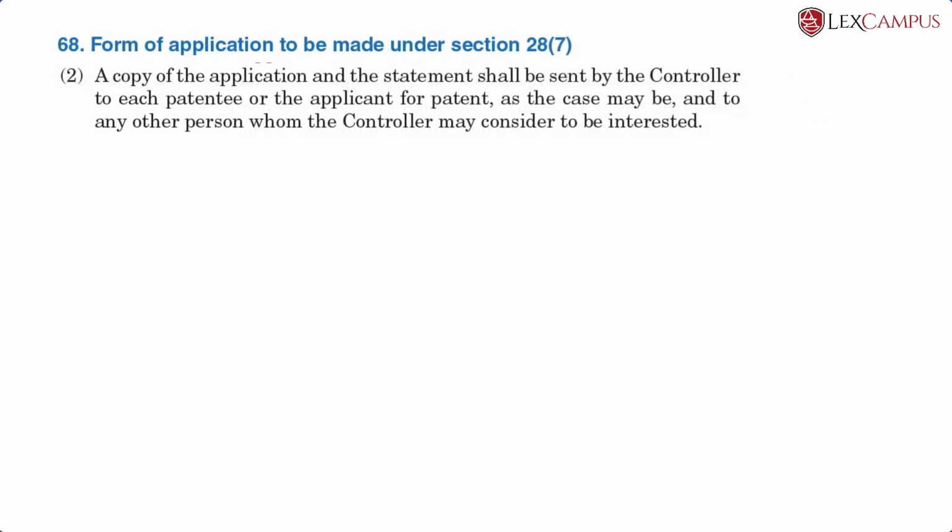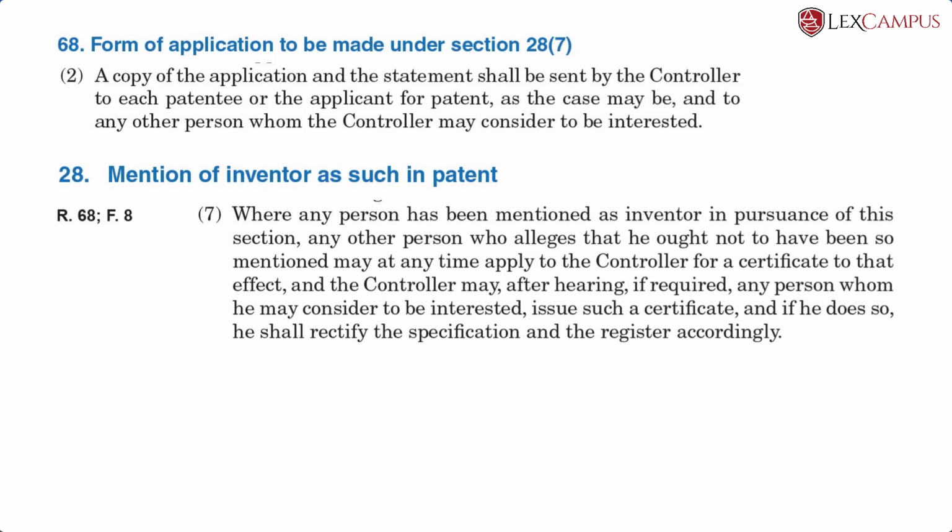68(2) tells us that a copy of the application and the statement shall be sent by the controller to each patentee or applicant for patent, as the case may be, and to any other person whom the controller may consider to be interested. From the language of 68(2), you can understand that there is a small detail in 68. It tells us that a copy of this application and the statement shall be sent to each patentee or the applicant for patent, as the case may be, which means 28(7) can be instituted even after the grant of a patent, because otherwise the status of a patentee will not be mentioned here.